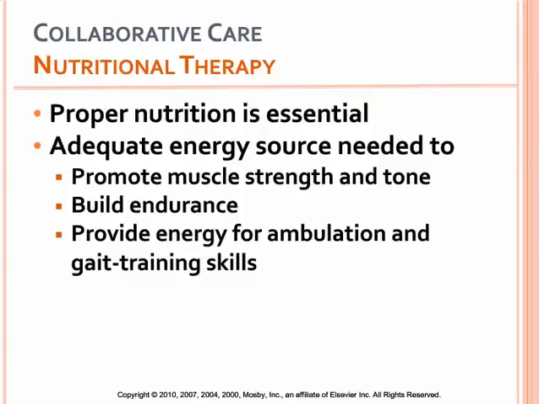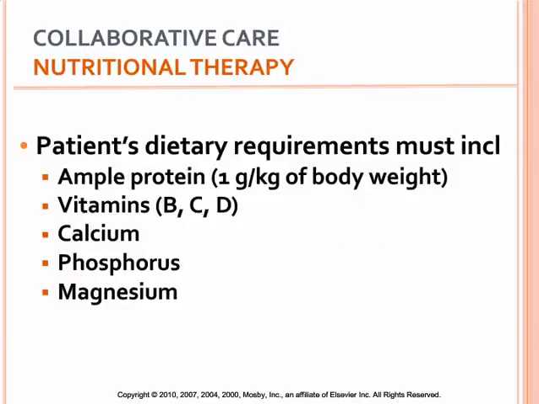Proper nutrition is very important. Adequate energy sources are needed to promote muscle strength and tone, build endurance, and provide energy for ambulation and gait training exercises. The patient's dietary requirements must include at least 1 gram per kilogram of body weight of protein, vitamins B, C, and D, calcium, phosphorus, and magnesium. Low serum protein levels and vitamin C deficiencies interfere with tissue healing, and immobility and callus formation need calcium.